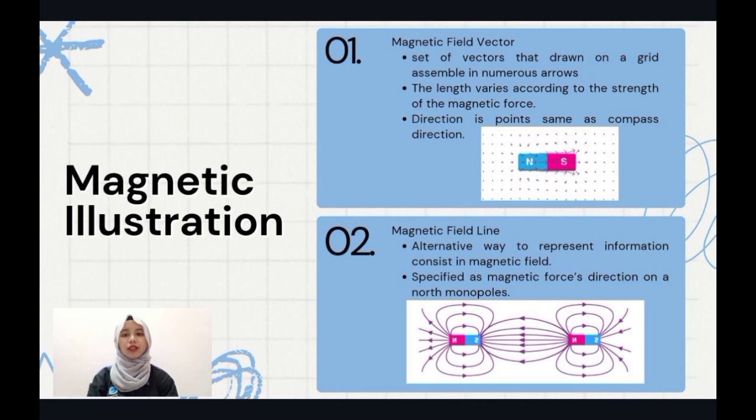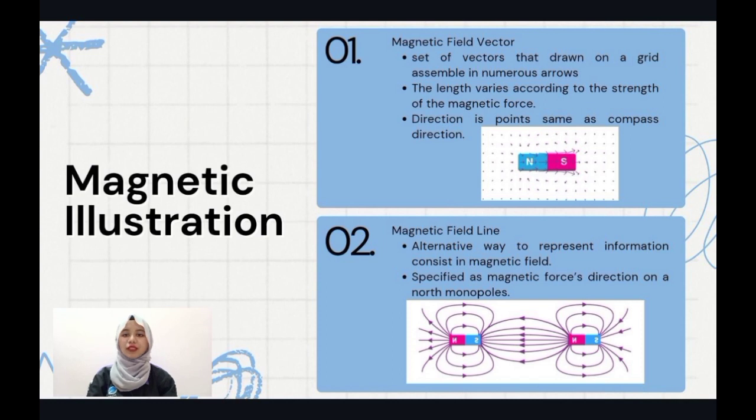For magnetic field line, it is a vector quantity and there is an alternative way to represent information in a magnetic field. Next, it is specified as magnetic force direction on the nodes, monopoles, at every conceivable point. The magnetic field line becomes an insightful representation offering an intuitive understanding of the directional tendencies of the magnetic force within the field.